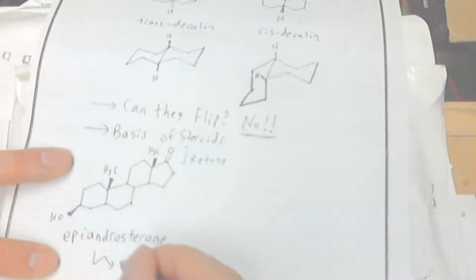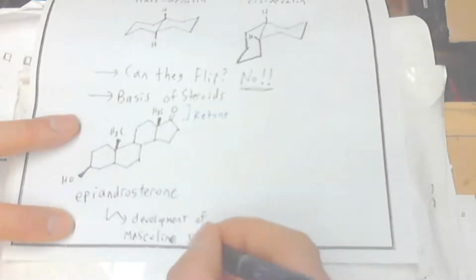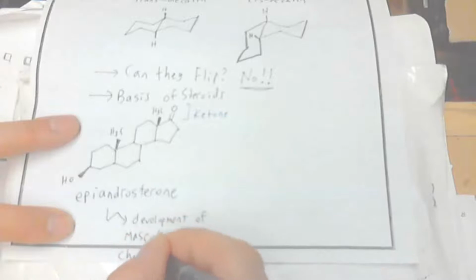Epi-androsterone. This one's used in biology for development of masculine sex characteristics, as just an example of these. There's tons of steroids that are all involved in developmental biology in vertebrates.